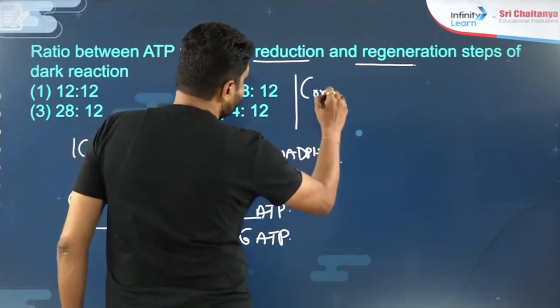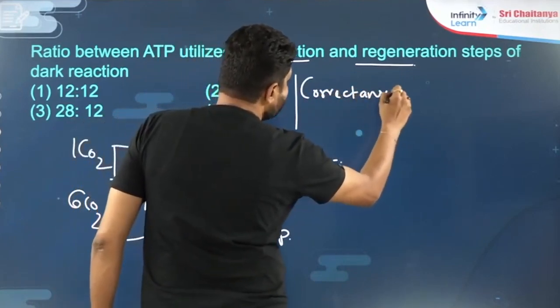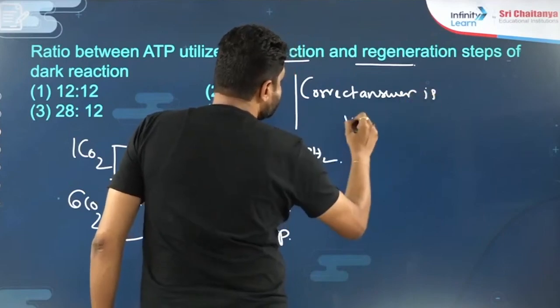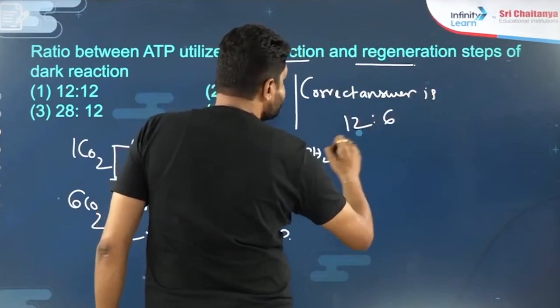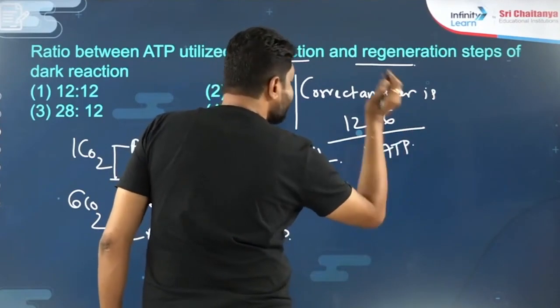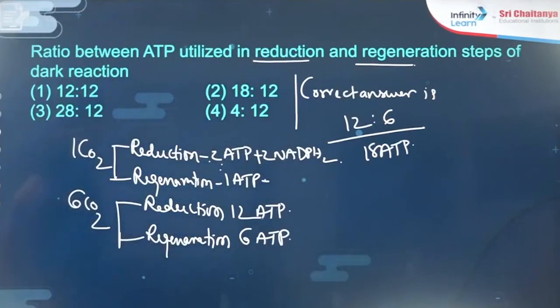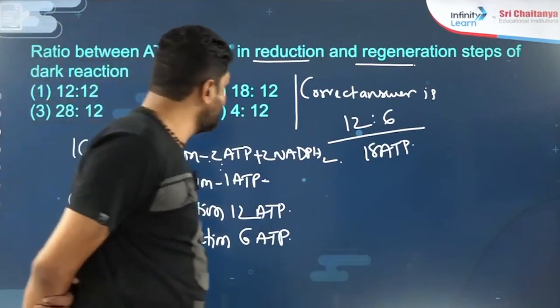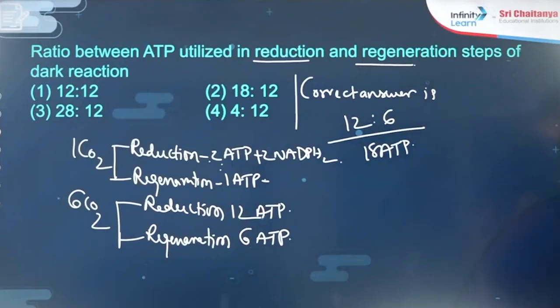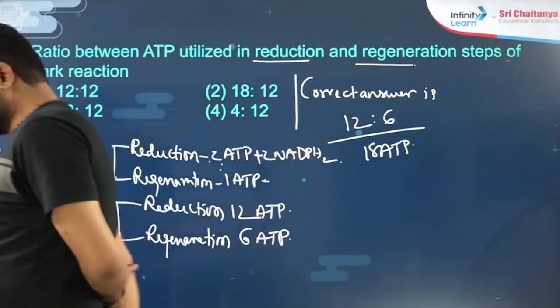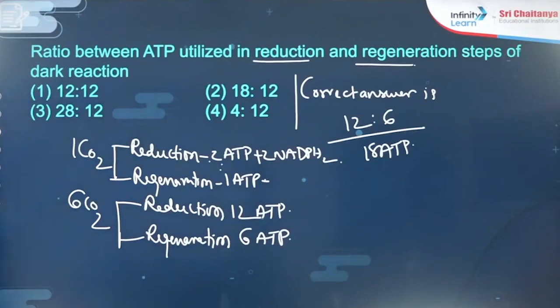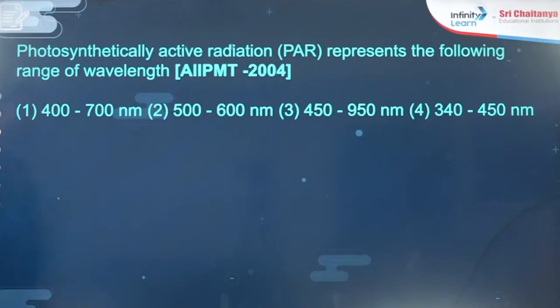The correct answer is: in reduction 12, in regeneration 6, total 18 ATP is required. Correct answer is 12:6, that is 2:1. Students, could you now understand this question and answer? I repeated this answer 2 times so as to have your notes perfectly for the upcoming questions. Clear? Shall we go to the next question?